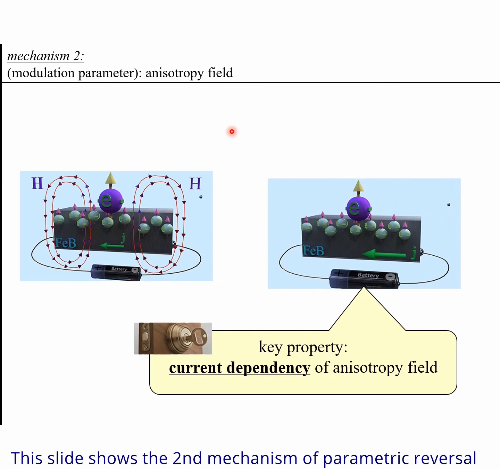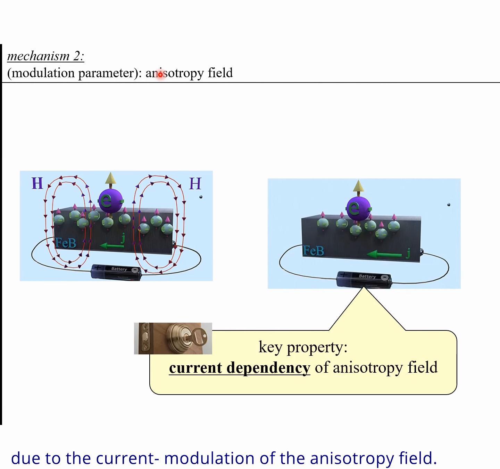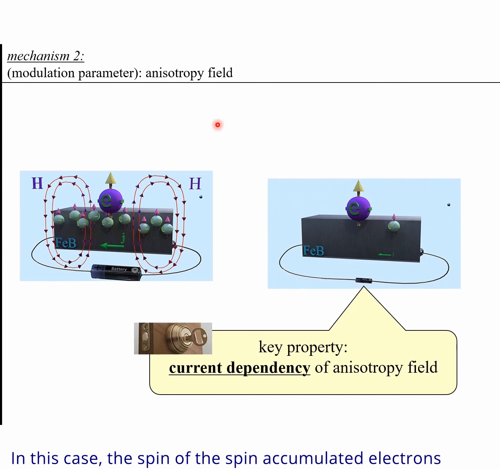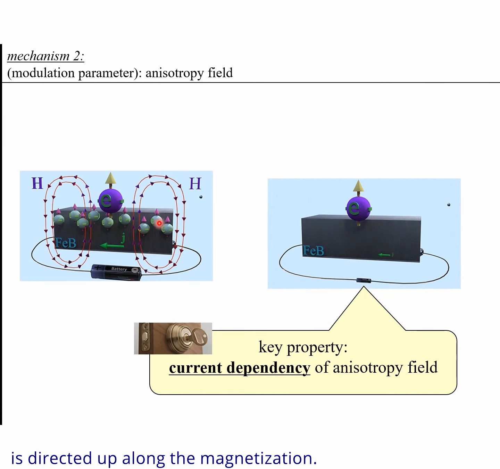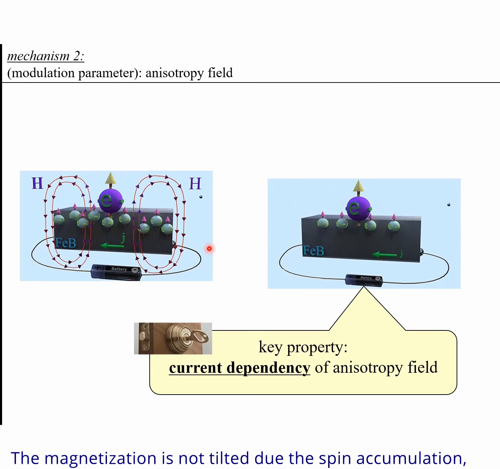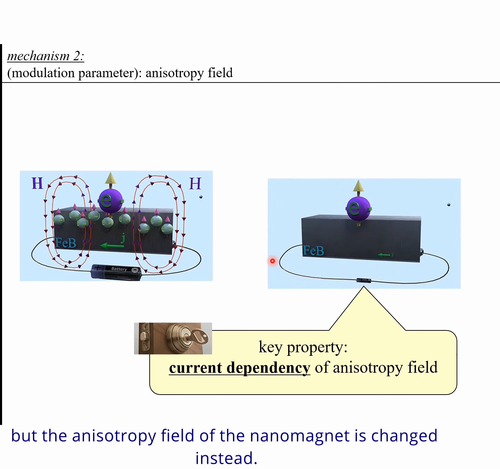This slide shows a second mechanism of parametric reversal due to current modulation of the anisotropy field. In this case, the spin of the spin-accumulated electrons is directed up along the magnetization. The magnetization is not tilted due to the spin accumulation, but the anisotropy field of the nanomagnet is changed instead.